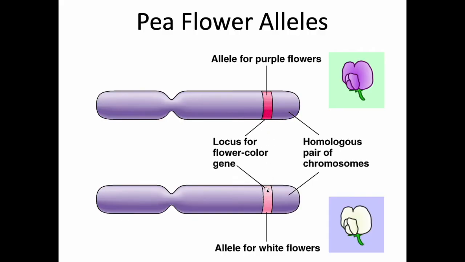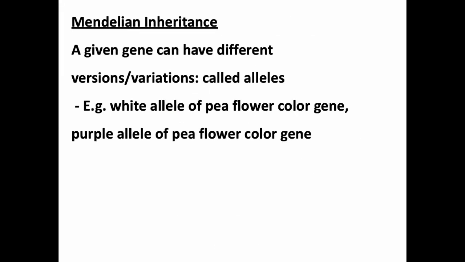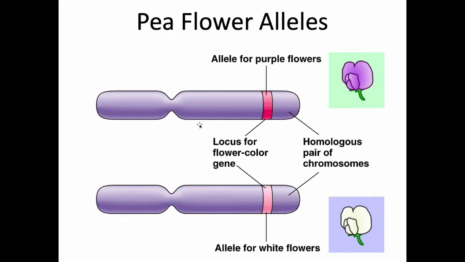Alleles refer to different versions or different variations of the same gene, as I've summarized here. Now, this seems pretty straightforward. If you've got the purple flower allele, you're going to have purple flowers. If you have the white color allele, you're going to have white flowers.